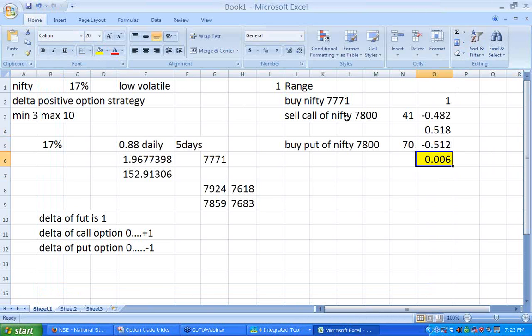Now I'll be calculating what liability, profit and losses I'll get. If I look into this factor, 29 points I have left till 7800. This 41 is the complete time value. So 70 rupees time value I am gaining and 70 rupees I paid. So if Nifty expires above 7800, I will never make any profit, and I will never make any losses also.